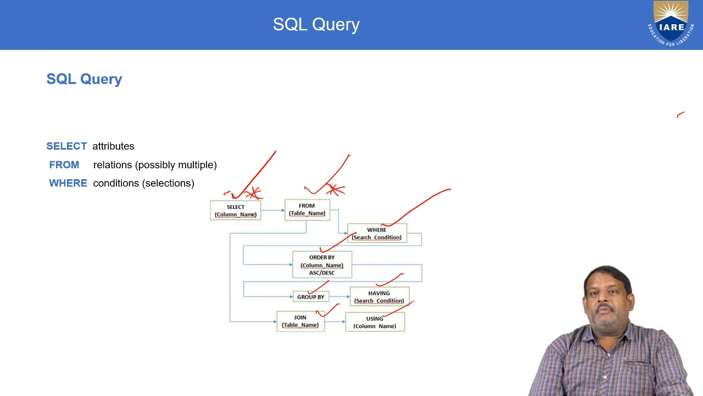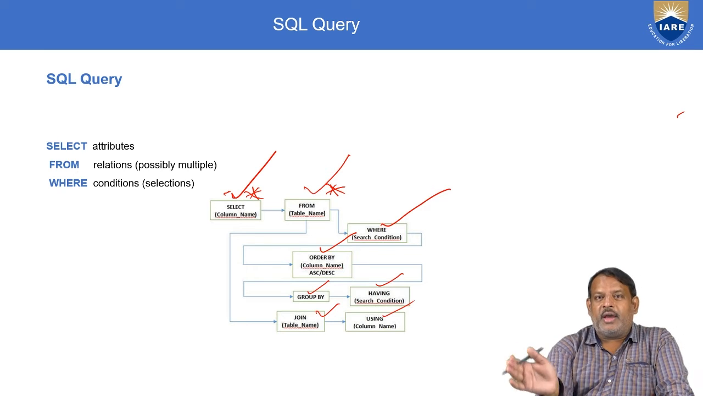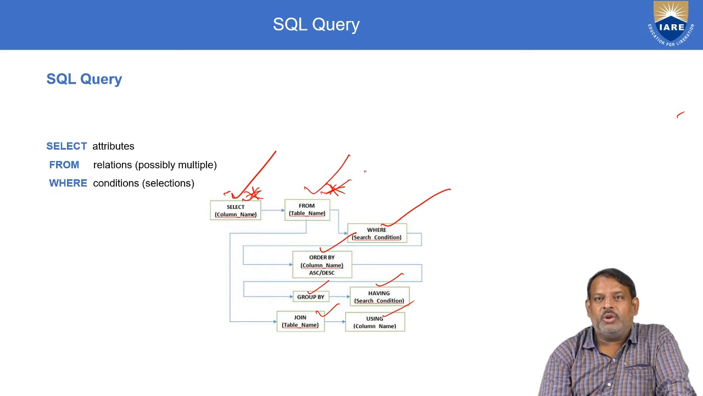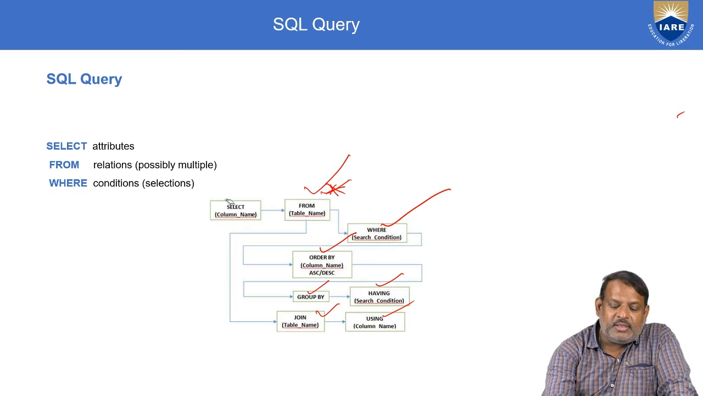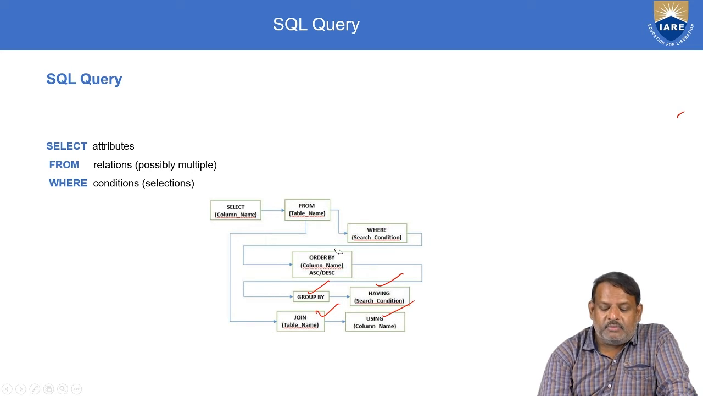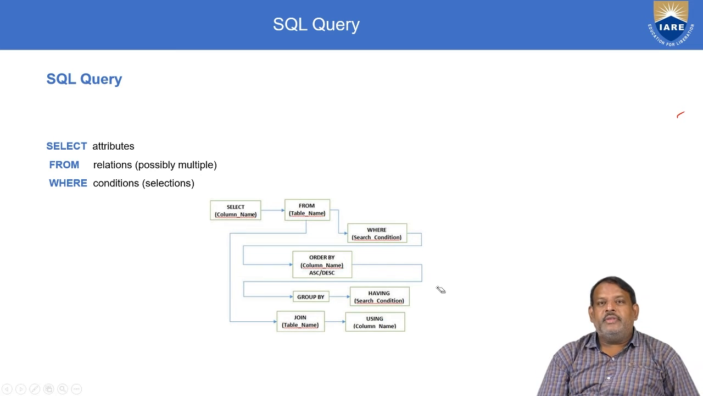You have to retrieve data from a table. By default, you need to have two clauses. One is the select clause, and also the from clause. These two are the two default clauses. Now we'll see the various components here: select, from, then where, order by clause, group by clause, having, join and using. We'll talk about these in the coming slides, each one of them in detail.